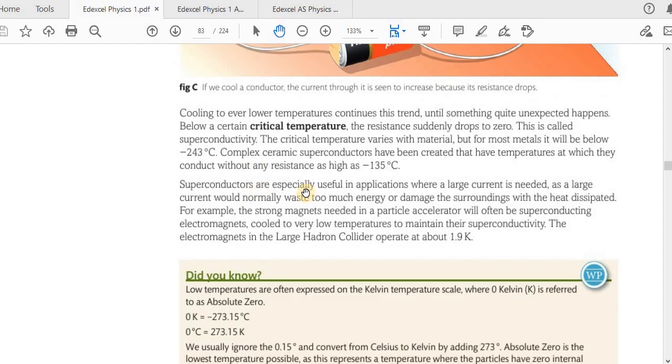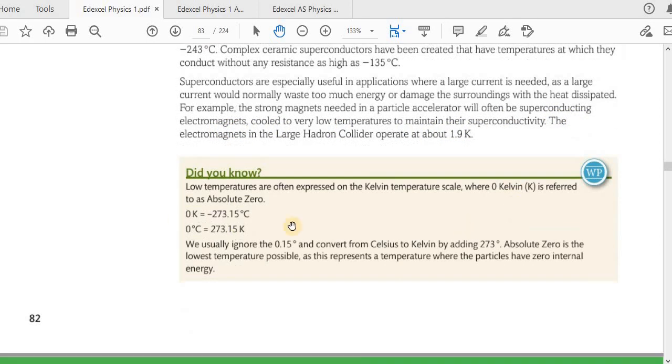Then applications are useful in applications where a large current is needed. So we saw that. For example, the strong magnets needed in a particular accelerator will often be superconducting electromagnets, cooled to very low temperatures to maintain their superconductivity.